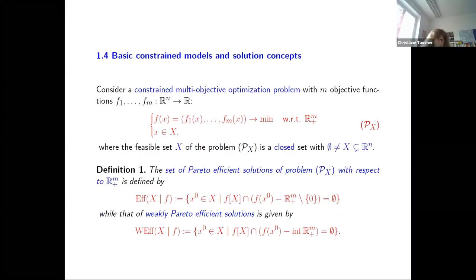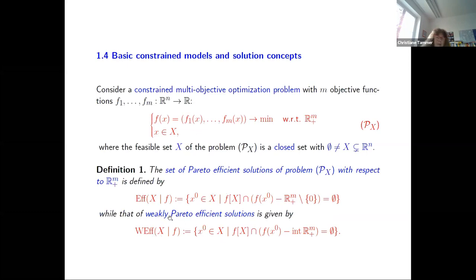So the general formulation of our problem is given here. We have M objective functions. We are using the concept of Pareto efficiency. We suppose that the feasible set X is closed. And then here we repeat the solution concept of Pareto efficient elements for this general objective function.